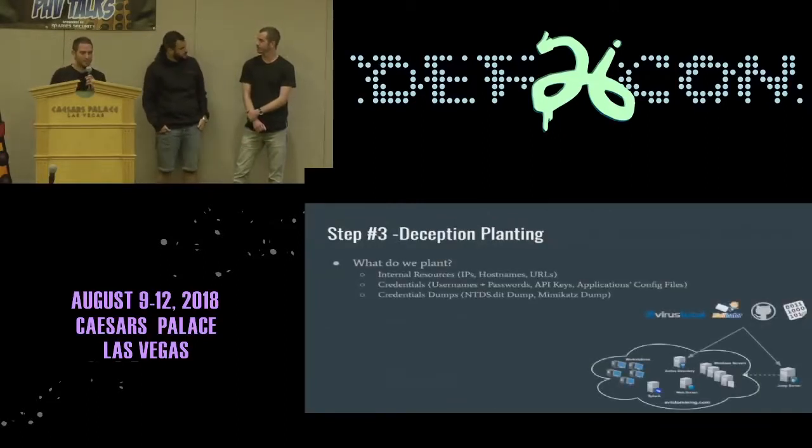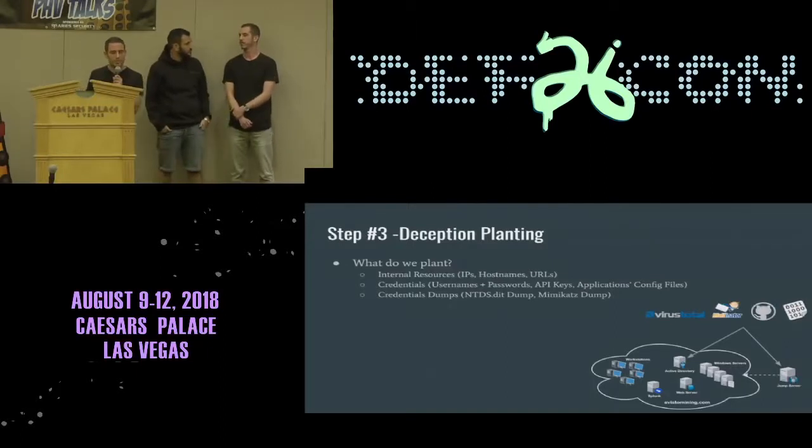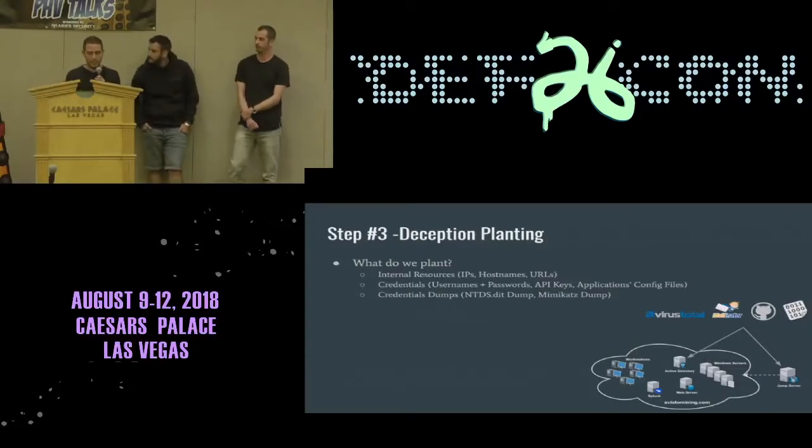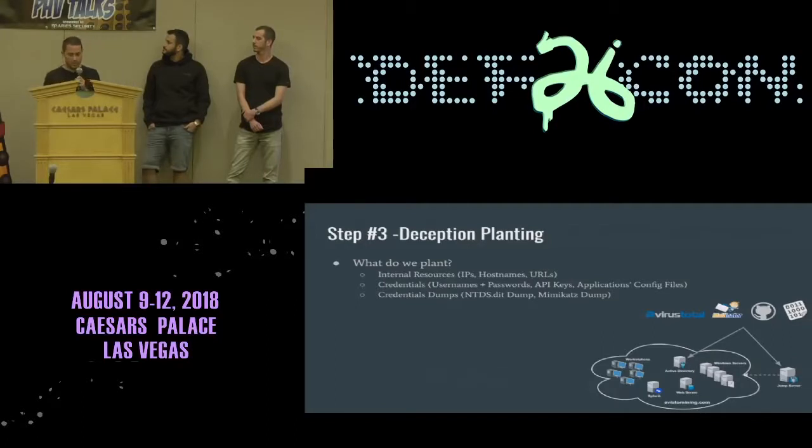So, as Hadar said before, we planted different deceptions in different OSINT resources. Actually, we planted tons of deception with various complexity levels. We planted internal resources like IPs and hostnames of the jump server and other internal servers of the network. We also planted credentials to those servers, like username and password or API keys. And since we know that attackers upload credentials to the internet, we planted some credentials dumps too.